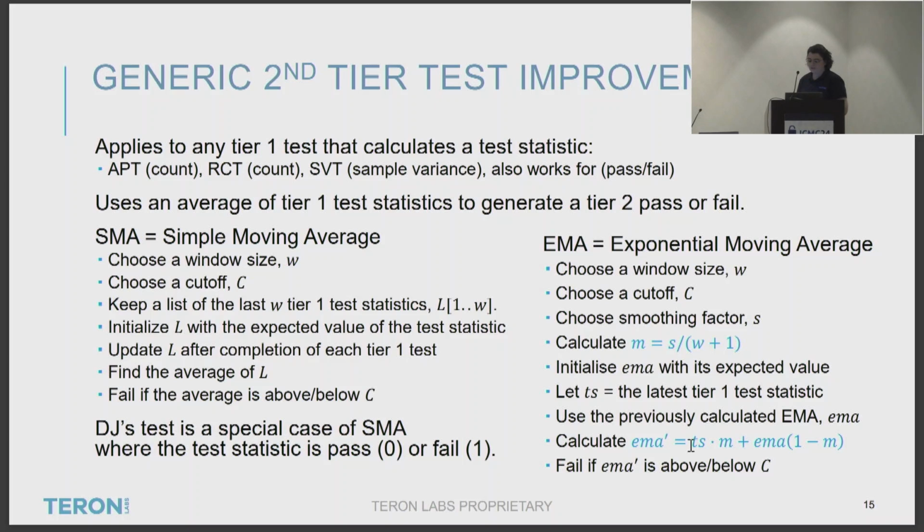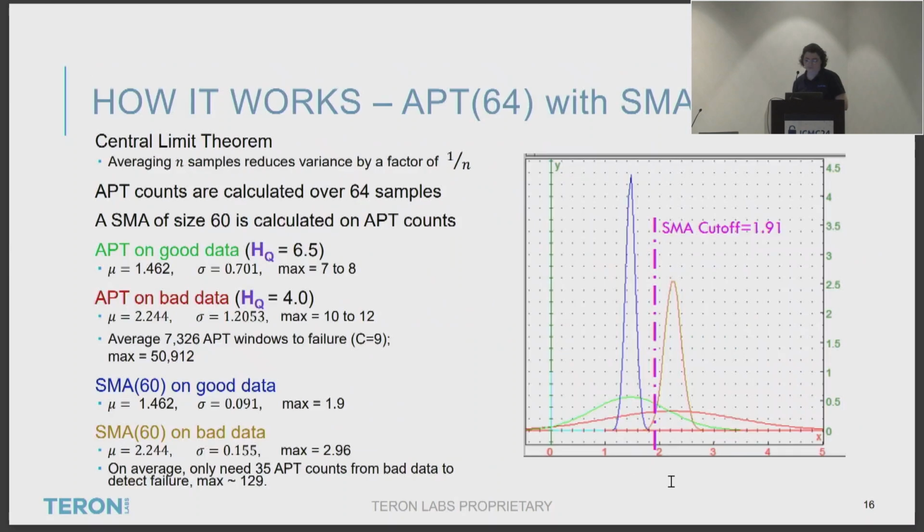And then the same as before, if this new exponential moving average that you calculate is above or below your cutoff, depending on your situation, then the test will fail. So why does this work? It's because of the central limit theorem, which says that if you average n samples, you reduce the variance by a factor of 1 over n.